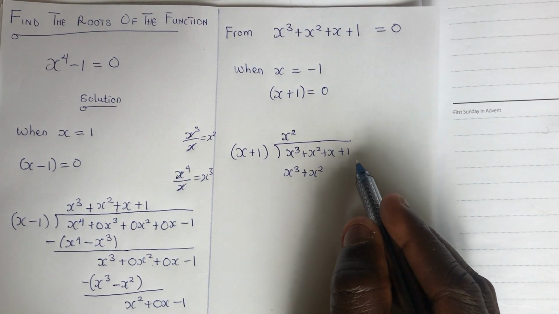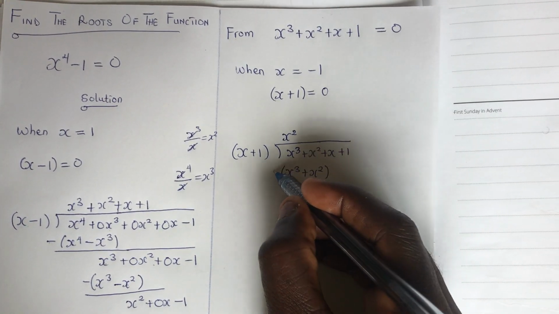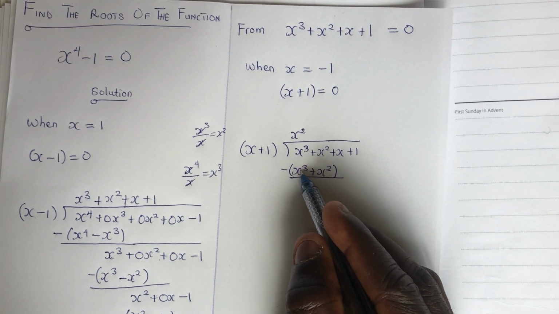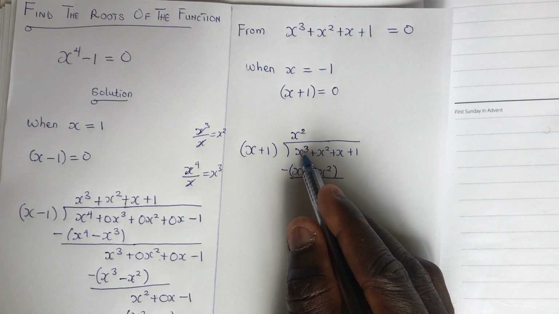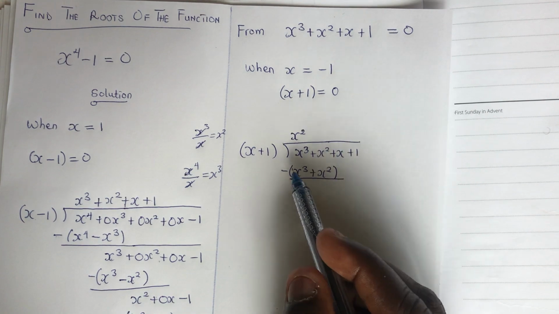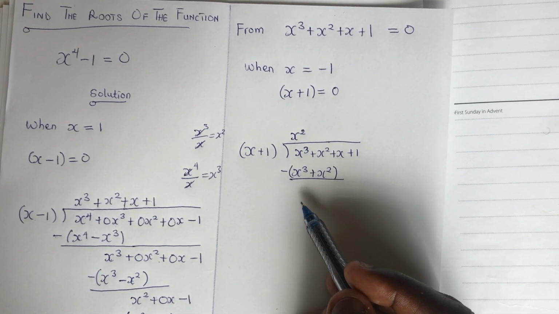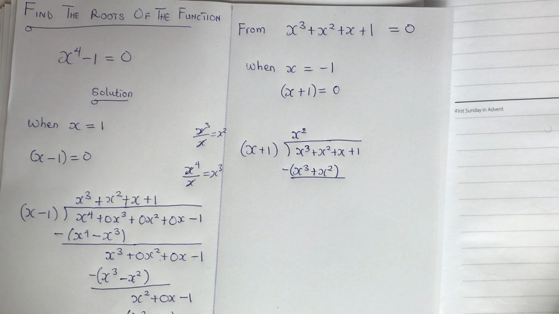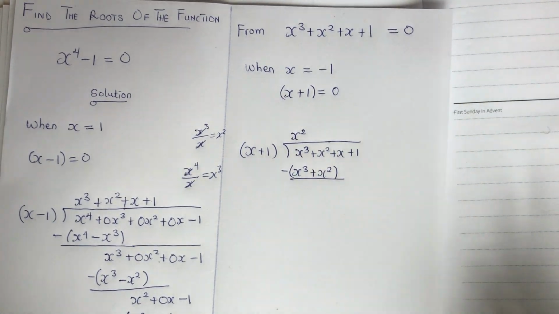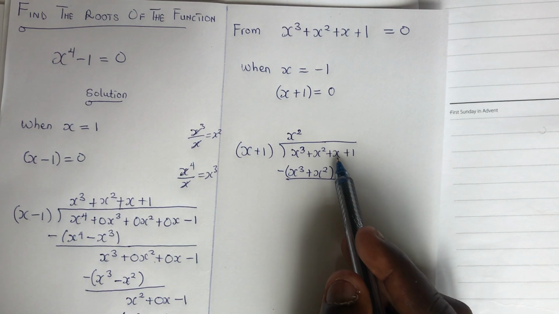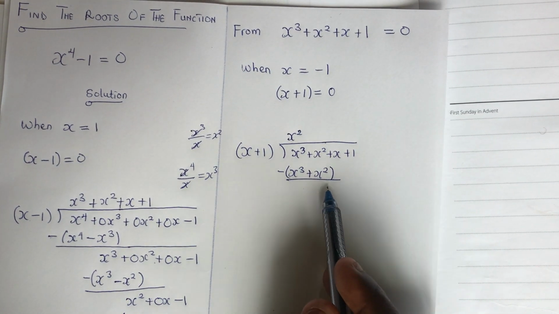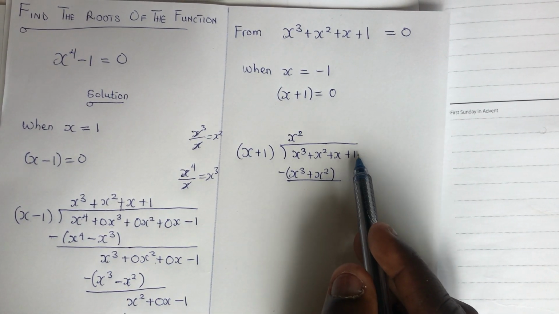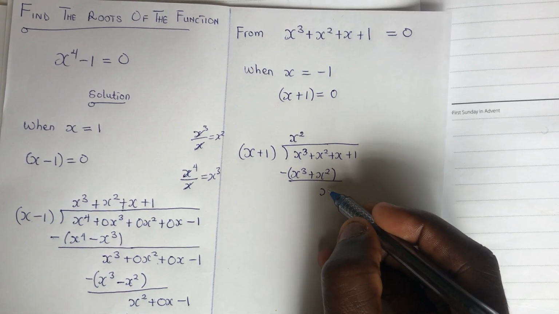Subtract this result from the dividend. So now this is it. Negative times this will give us negative x cubed. Plus this will give us 0. We don't put it down. This time this will give us what? Negative x squared. Plus this will give us 0. So we can see that part 2 we don't put it down. So we are left with x plus 1. There is no remainder here, so we just pick our x plus 1 and start the calculation all over again.